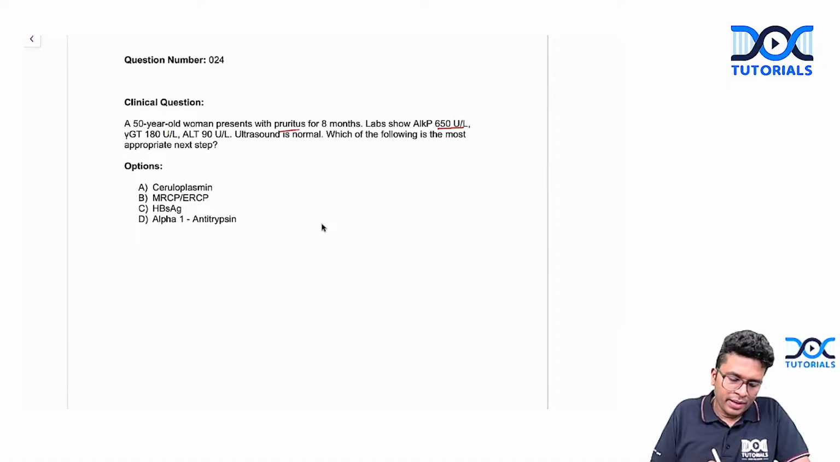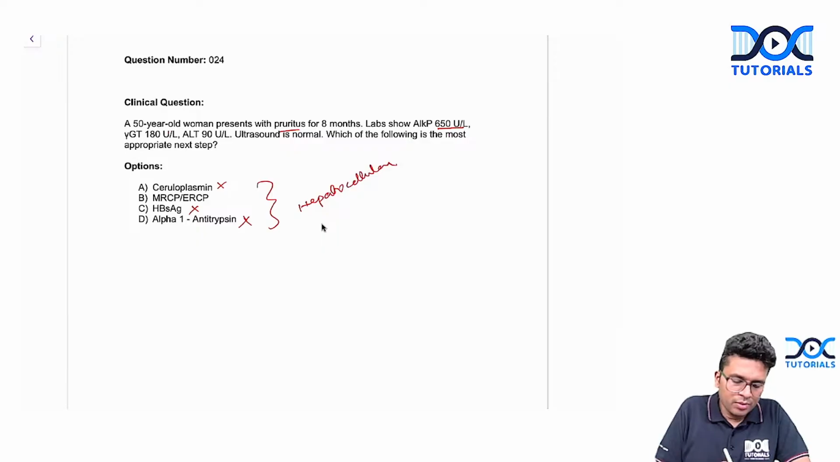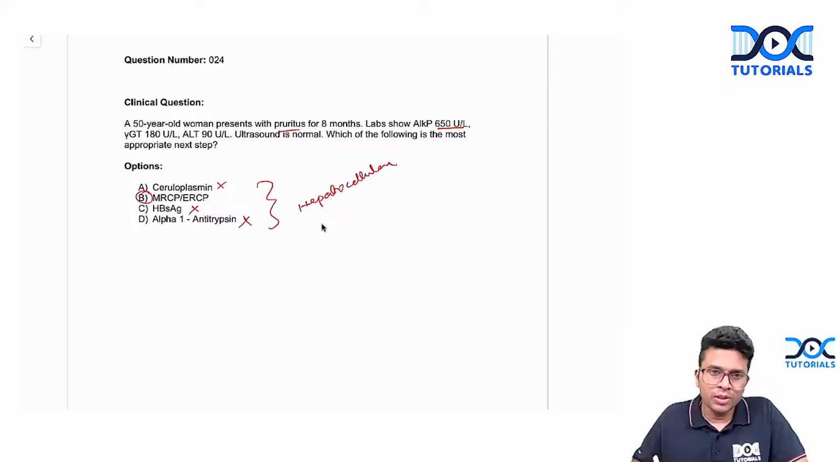Is it ceruloplasmin? Are you suspecting ceruloplasmin, MRCP or ERCP, HBsAg or alpha-1 antitrypsin? In cholestatic jaundice, you should evaluate for things which can present like cholestasis, like taking a drug history. Usually you won't think of Wilson's disease, alcohol, hepatitis B or other hepatitic causes because they cause hepatocellular injury. The best answer would be B, to rule out obstructive causes.